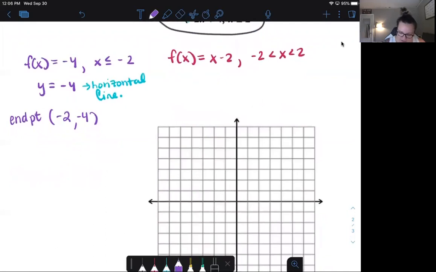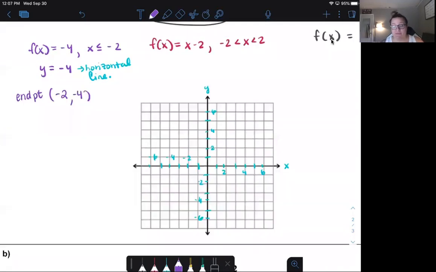So let's go to -2, -4 on the graph. And it looks like I need to label this graph. I'm going to do that real quick. Now that my graph is labeled, I'm ready to actually graph this endpoint. So let's graph -2, -4 would be down here. And it is a closed circle since x is less than or equal to -2. So it's a closed circle on -2, -4.